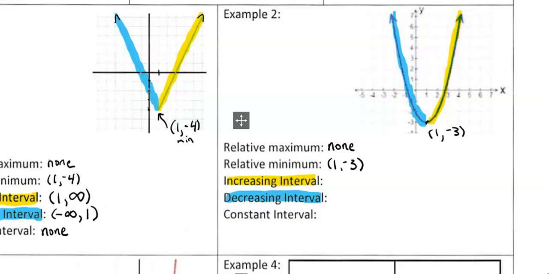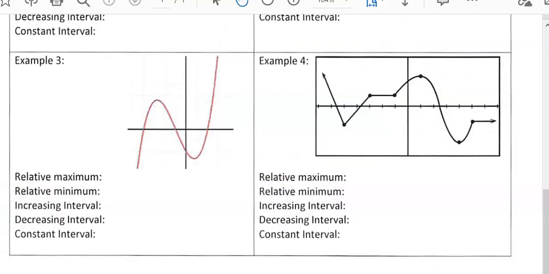And the intervals where that happens would be increasing from 1 to positive infinity and decreasing from negative infinity to 1. And constant interval, just like before, there is no horizontal part, and so there would be no constant interval in this part. Okay, in example 3, we've got a relative maximum.